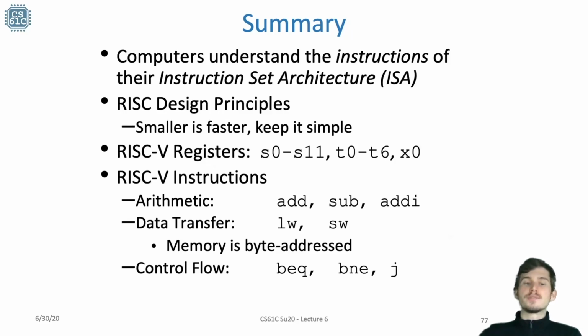We also went over the different registers that RISC-V has, so S0 through S11 are the saved registers, and then we also have the T registers, which are the temporary registers of T0 through T6, and X0. There are a few more registers than this, and we'll cover that in a little bit, though it's more to do with how functions work with assembly, or how you make a function in assembly.